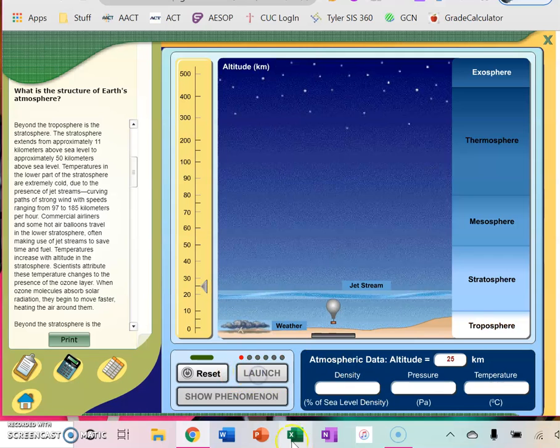25. The ozone layer is located in the stratosphere. Ozone is a form of oxygen. Ozone has 3 oxygen atoms per molecule, unlike the oxygen we breathe, which has only 2. The ozone layer is important to life on Earth because it protects living things from the damaging effects of solar radiation.